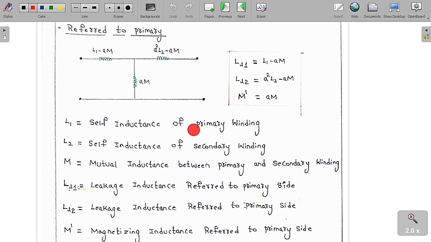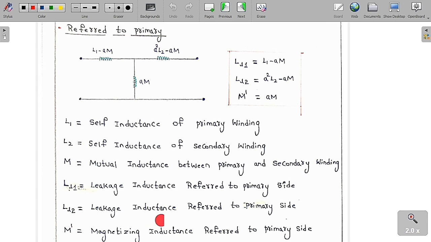L1 is called the self-inductance of the primary winding, and L2 is the self-inductance of the secondary winding. Then M is called the mutual inductance between the primary and the secondary winding. Then L1 dash is the leakage inductance referred to primary, which is simply L1 minus A into M, where A is called the turns ratio. A is always equal to the turns ratio, which is N1 by N2, or we can also say E1 by E2.